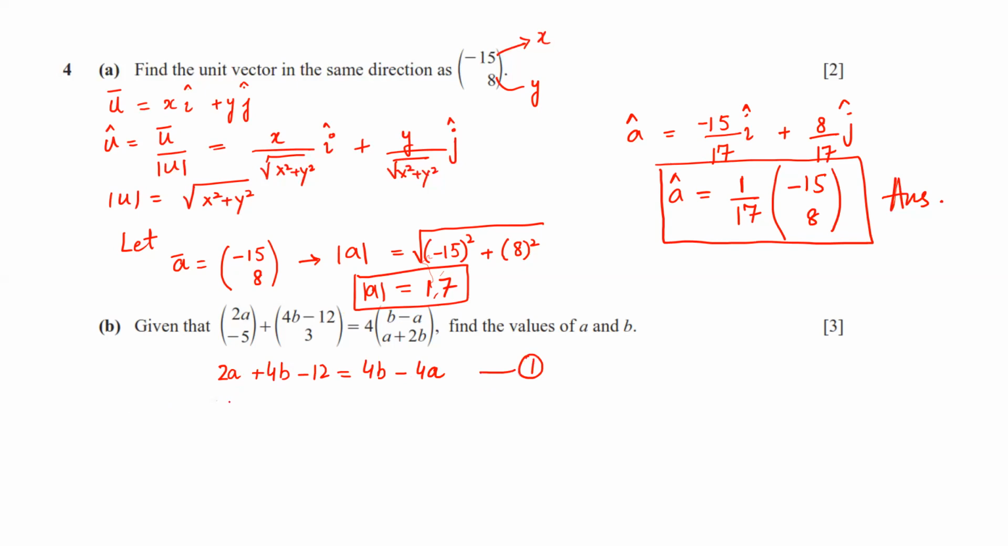My second equation will be minus 5 plus 3. Minus 5 plus 3 will be equal to minus 2, is equal to 4a plus 8b. Okay, so if I get something like this, equation number 2, now adding these two equations together, or actually you can say solving simultaneously. So if I add these two, they will cancel with each other.